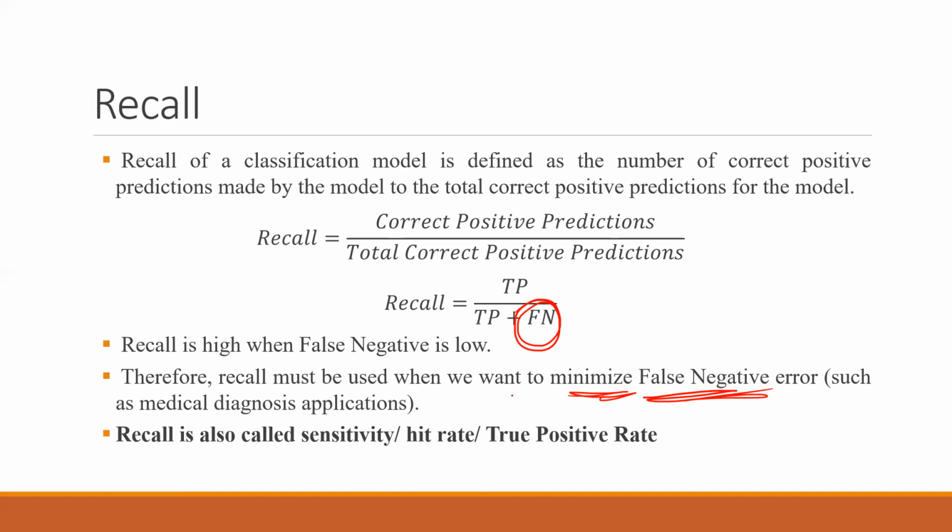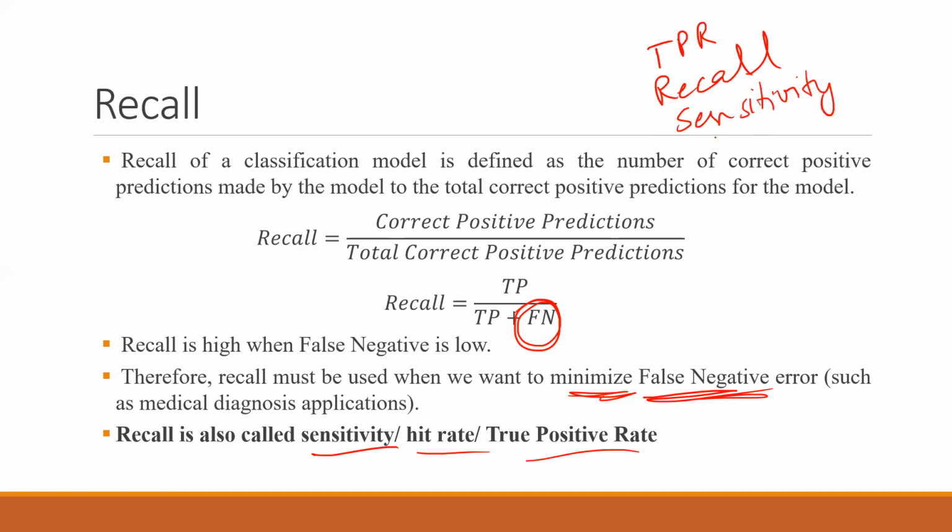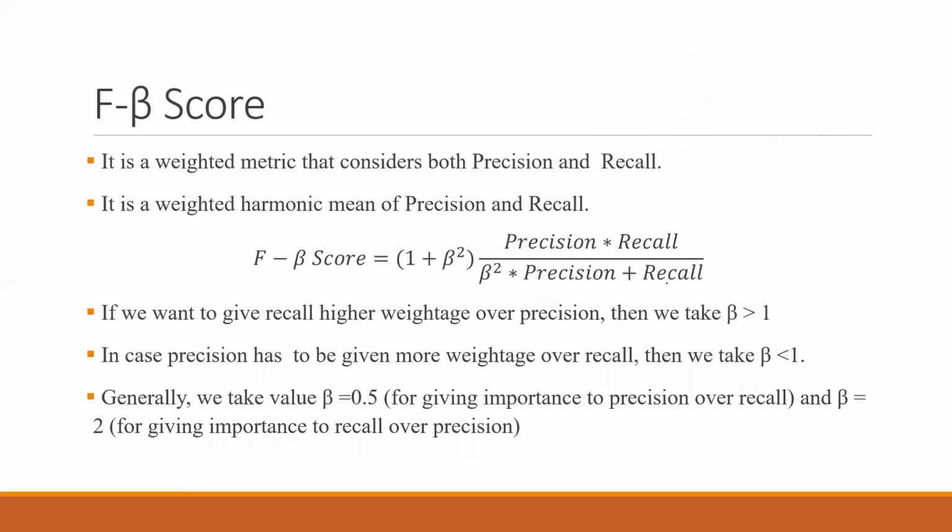So recall must be used when we want to minimize the false negative errors such as medical diagnosis, and it is also called these three things. So अगर आपको पूछा जाए that it is a TPR value, TPR value means recall only, as well as this is also called sensitivity. So you have to remember this formula whenever this thing comes, that hit rate, sensitivity, recall or TPR, all of them are this. Okay, so this has to be remembered.